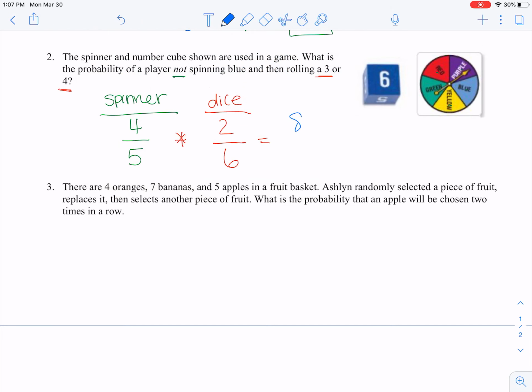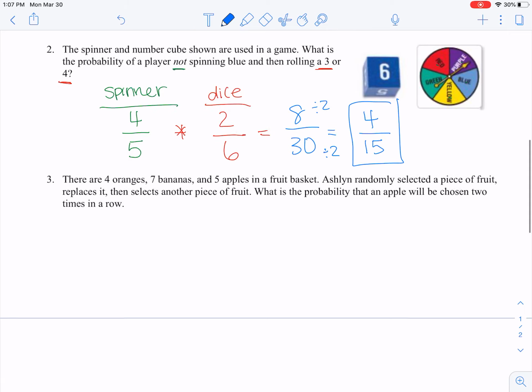4 times 2 is 8, 5 times 6 is 30. We can definitely reduce this because it's divisible by 2. They're even numbers. 8 divided by 2 is 4. 30 divided by 2 is 15. And then it can't be reduced any further because 4 is only divisible by 2, 4, and 1, and 15 is not divisible by any of those numbers. So our final answer would be 4 over 15. And this is the probability of the player not spinning the blue on the spinner and then rolling a 3 or a 4 on the dice.